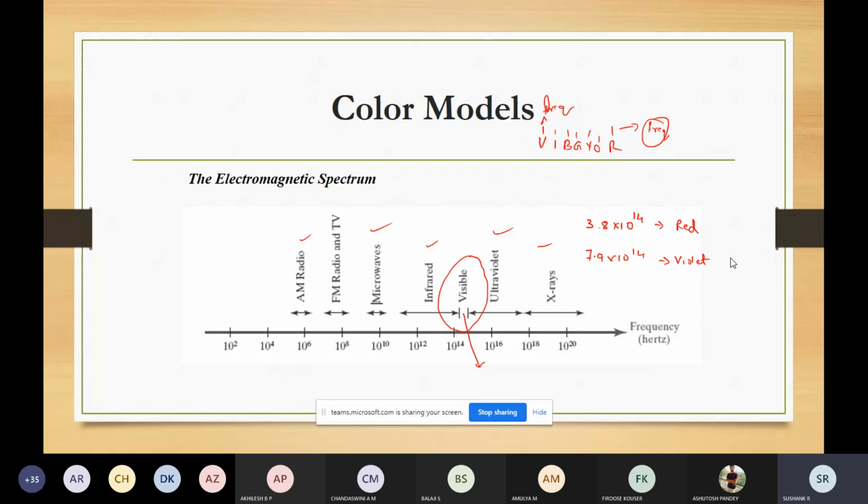The rate of oscillation of this field magnitude is given by the frequency. Now this is governed by frequency, and the time between any two consecutive positions on the wave which have the same amplitude, we will call it the time period.